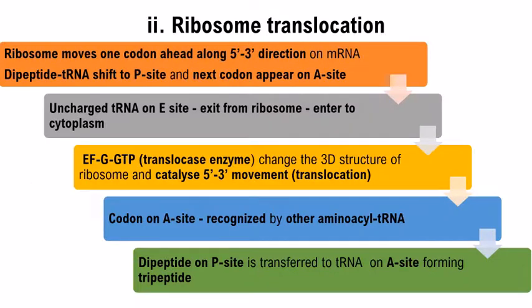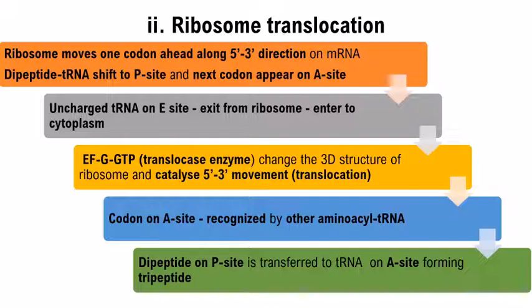After the peptide bond formation takes place between the first and second amino acid, the ribosome moves one codon ahead along the 5' to 3' direction on the mRNA molecule. Because of this, the dipeptide tRNA will now be shifted to the P site, and the next codon in sequence appears on the A site. The uncharged tRNA molecule that is present at the E site will now exit from the ribosome and enter into the cytoplasm.